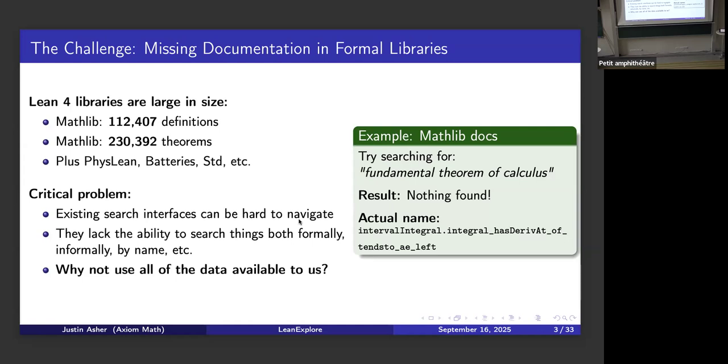So right now there's around 112,000 declarations in Mathlib. There's around 230,000 theorems, and then we also have other packages available like Batteries, the standard library, which we were just talking about, and more.